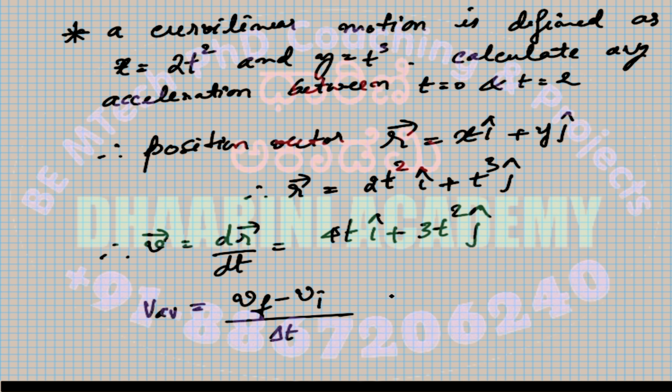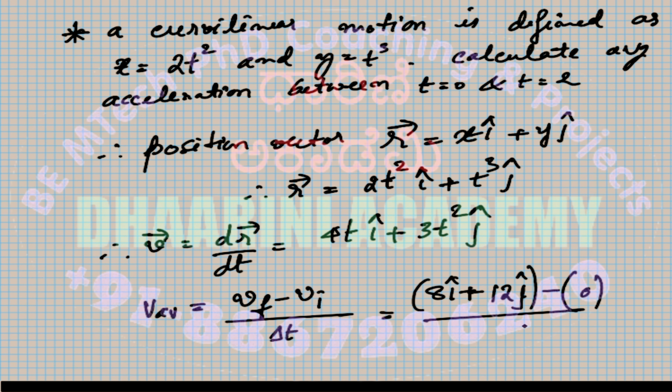So let us calculate. Right, so what is V final? V final in the sense, put 2 in the equation of velocity where t is equal to 2. So that is 4 into 2, 8 i cap plus 3 into 2 square, that is 12 into j cap. This is the final value of velocity minus initial value of velocity. Put t is 0, right? So that is simply 0.